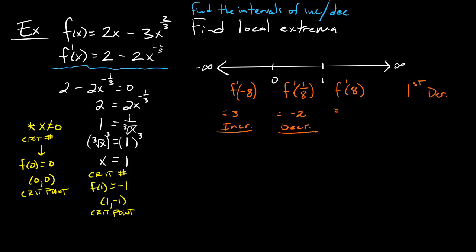8 would be 1 over 2, 1 over cube root of 8. So 1 over 2, 2 minus 2 times 1/2 would be 2 minus 1, or 1.